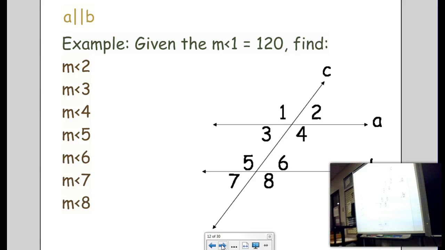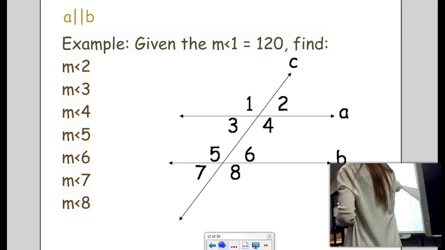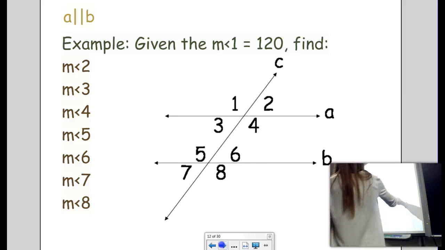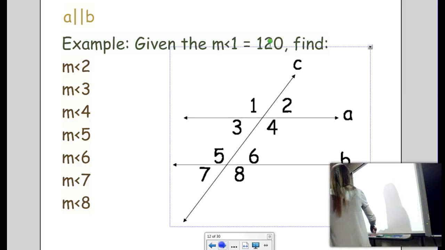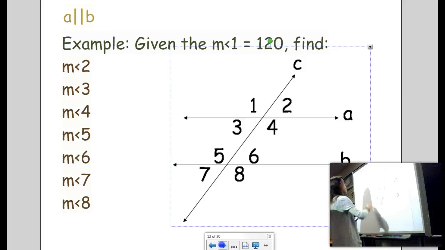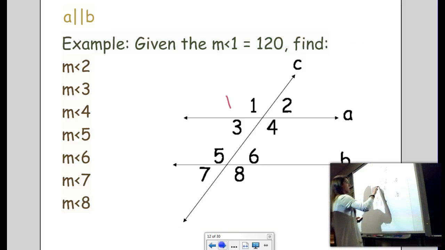Find where you take notes and sketch this picture real quick. 1, 2, 3, 4, 5, 6, 7, 8. Let's see if we can find all the missing angles. Given that the measure of angle 1 is 120.